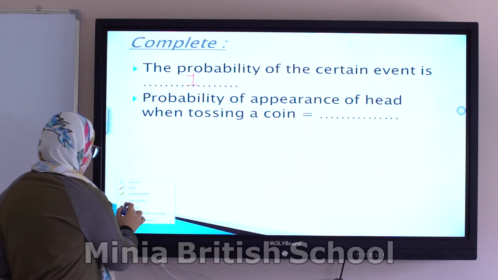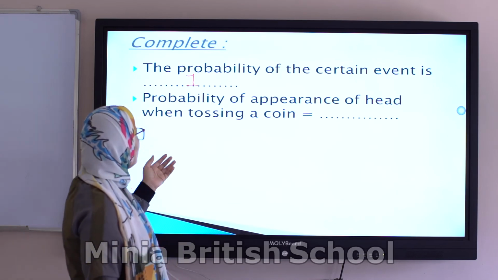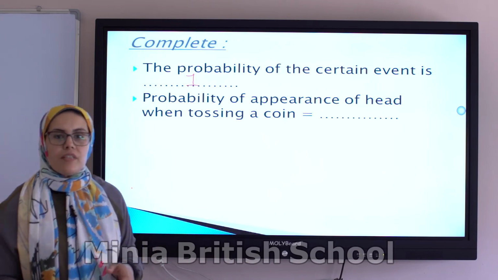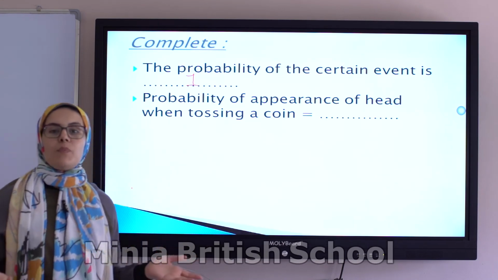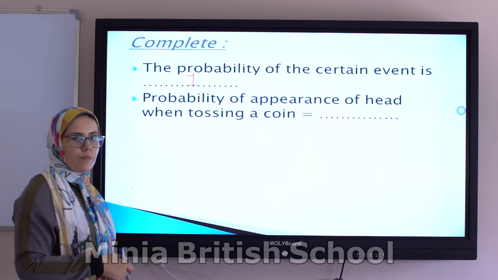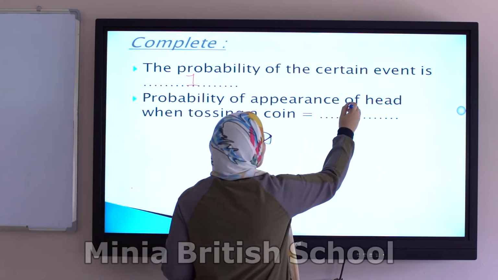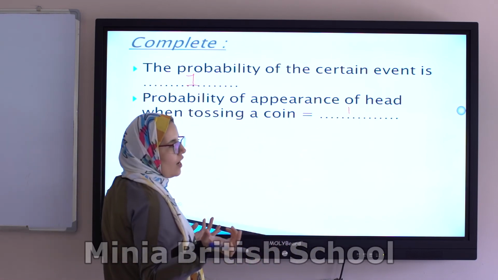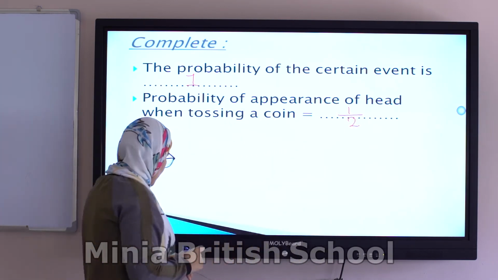Okay, here the probability of the appearance of a head when tossing a coin. We said it before. If we have a coin, this coin has 2 faces only, head and tail. What is the probability of the appearance of a head? We have only 1 head. So it's 1 over how many faces? This coin has only 2. So it will be 1 over 2. That's it.